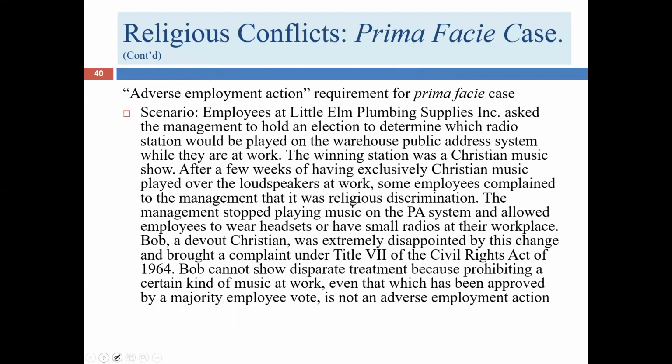Let's look at some fact scenarios. You'll see in this module we do lots and lots of fact scenarios. And that's because these cases are incredibly fact intensive. And so I think the easiest way to get a feeling as to where the line is, what's lawful, what's unlawful, what the requirements are that the employer must satisfy, is to go through lots of examples.